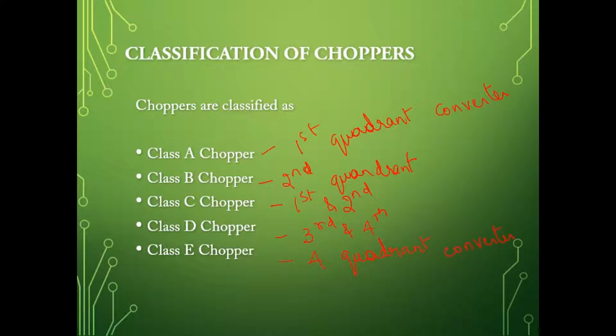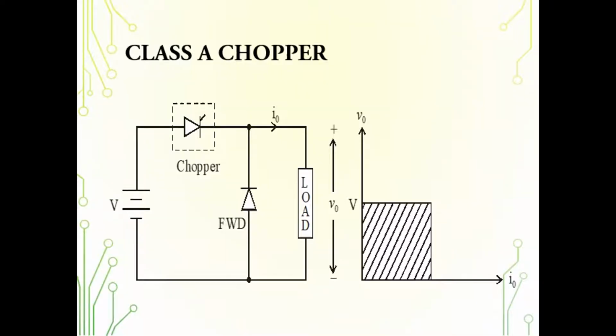Now let us see each type of chopper in detail. First, coming to the Class A chopper, this is the circuit. You can observe here there is a DC supply. You have a chopper switch, nothing but a thyristor switch, and in series with that you have a load. You can observe there is a freewheeling diode, connected because the load is inductive in nature.